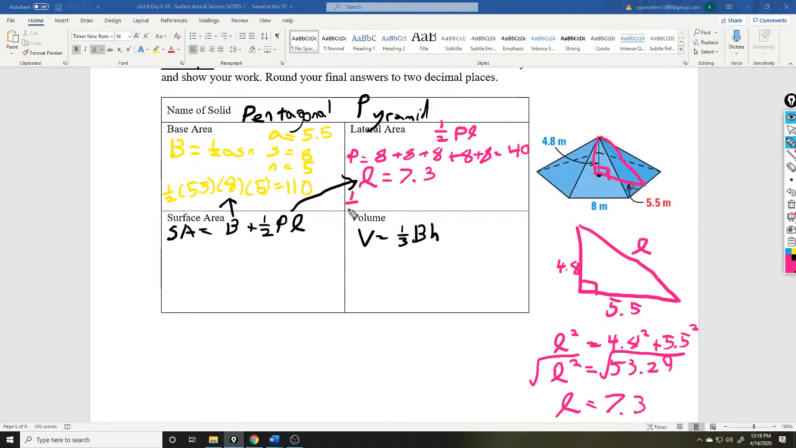That means 1/2 perimeter times the slant height is going to be 1/2 times the perimeter, 40, times our slant height, 7.3. So that equals 146 for our lateral area.